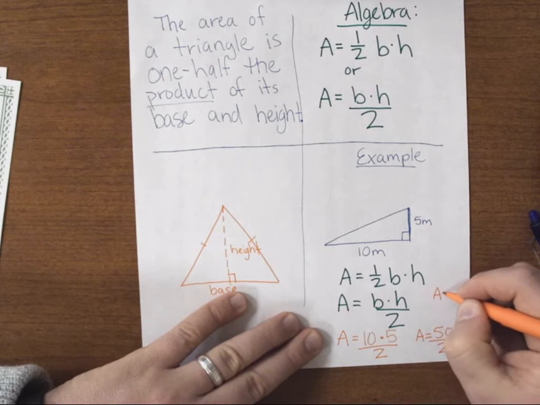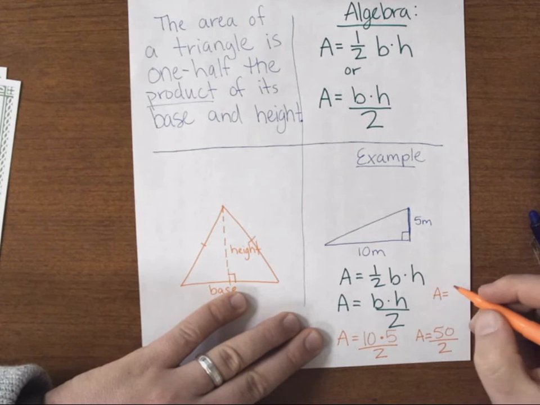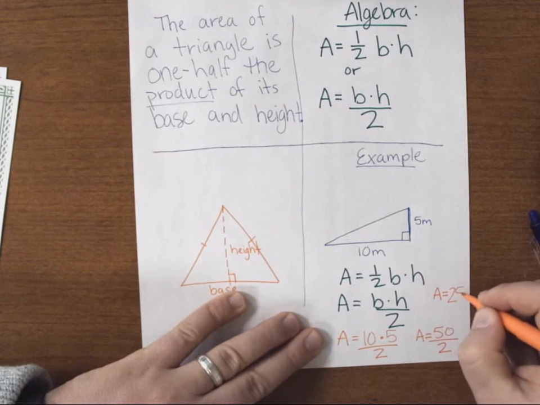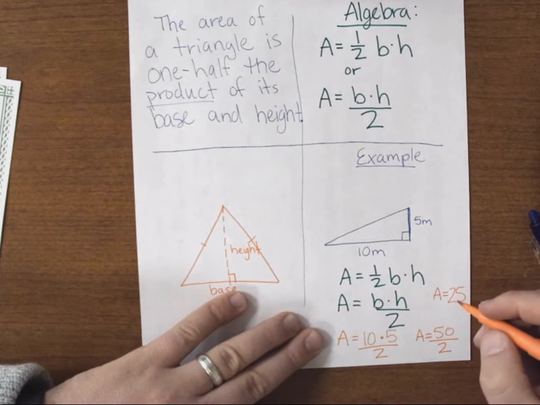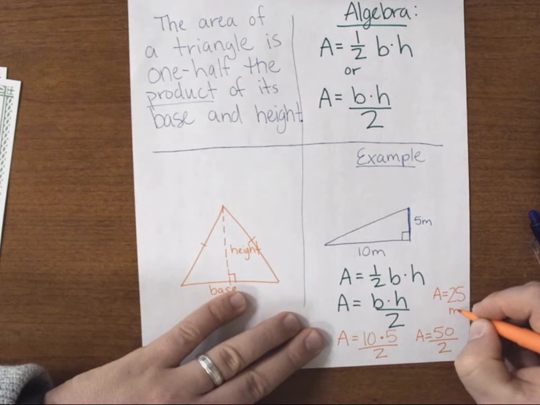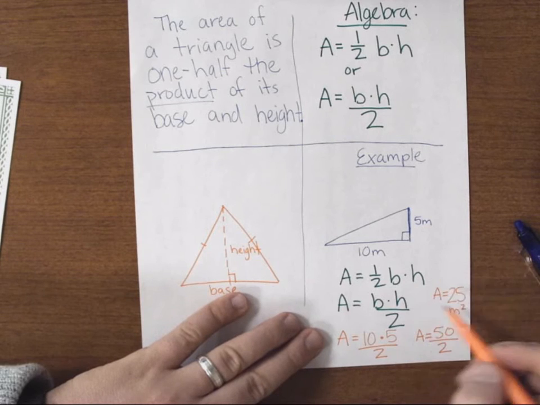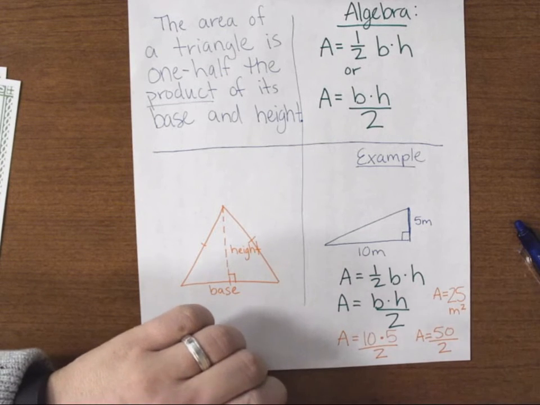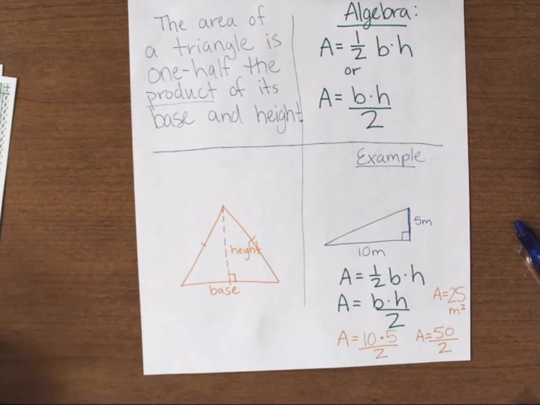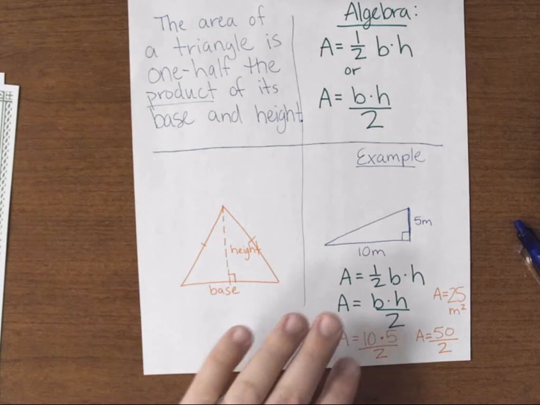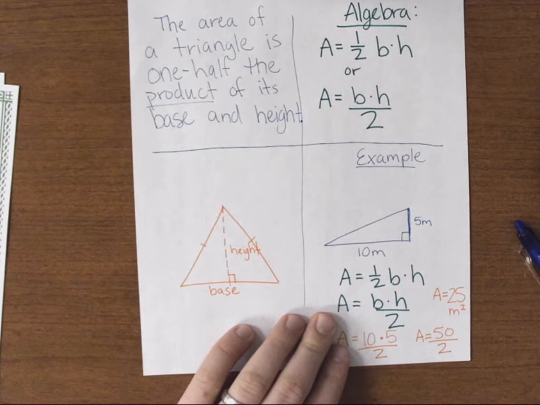So my final answer would be, I'm running out of room. A equals 50 divided by 2 would be 25. Okay, and then make sure we have our label, so we should have 25 meters squared. Meters squared. We always have to have the label, and it should always be squared when we're finding the area of a figure. Alright, let's practice one more on the back side.